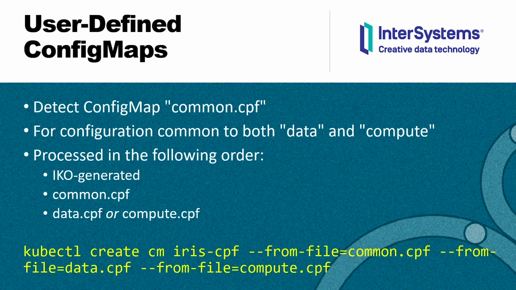These config maps are processed in the following order. First, the config maps generated by IKO itself, then user overrides in the common CPF file, and then finally user overrides in the data CPF or compute CPF files, which are applied to data and compute nodes respectively. And here's an example command for creating a config map with all three CPF files in it.